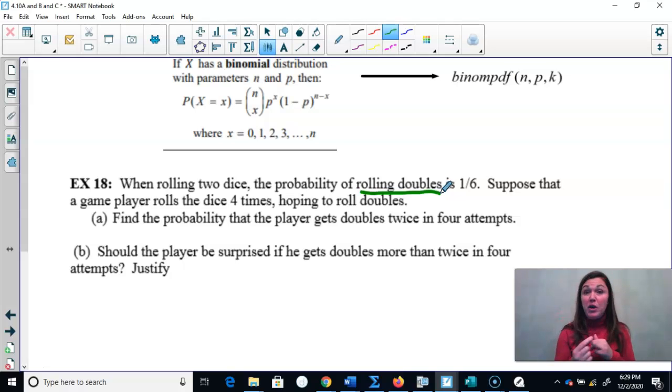N, the number of trials is fixed. How many times are we rolling this dice? 4 times. S, probability of success. What is the probability of success? Rolling doubles. And each time we roll 2 dice, the probability of success is 1/6.